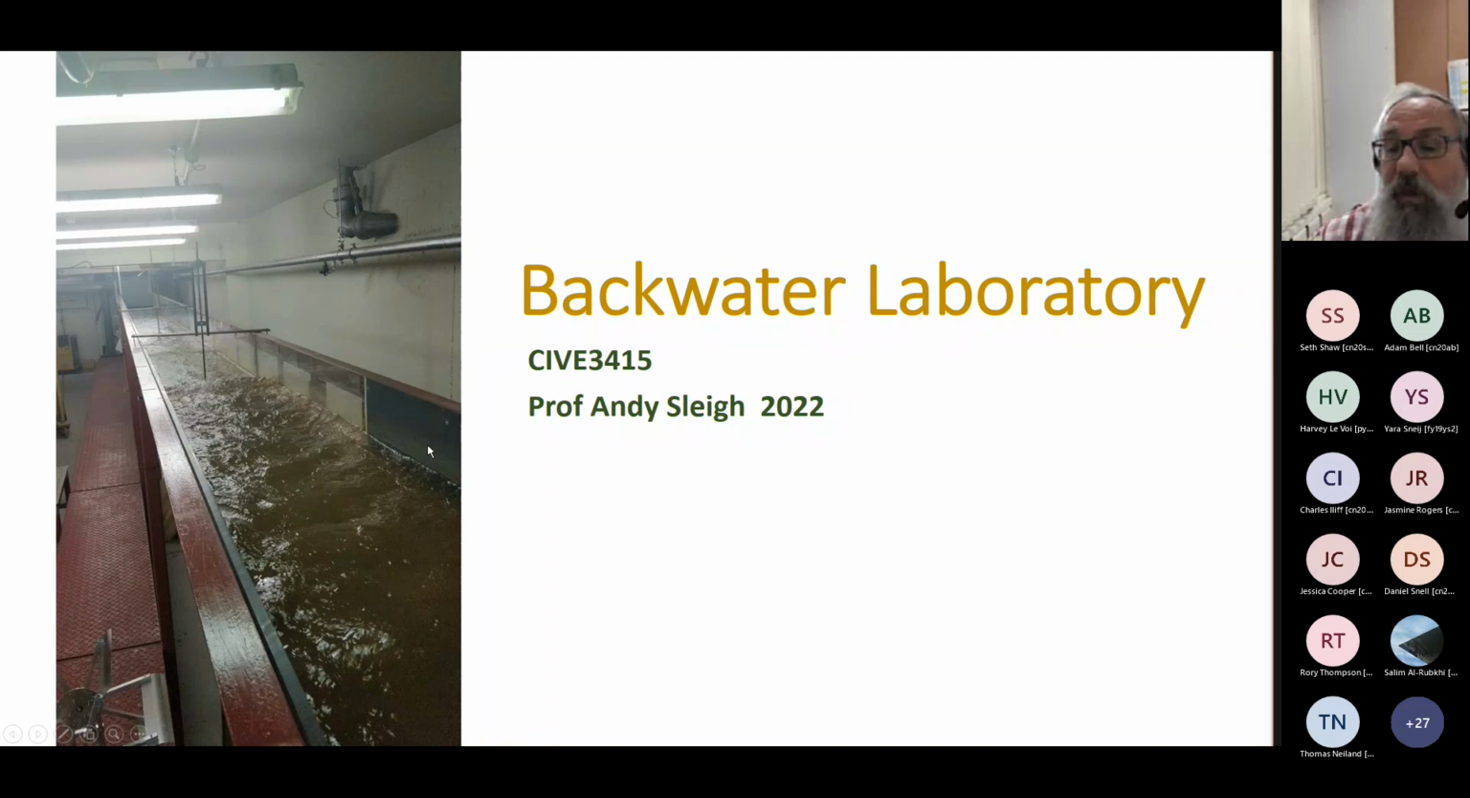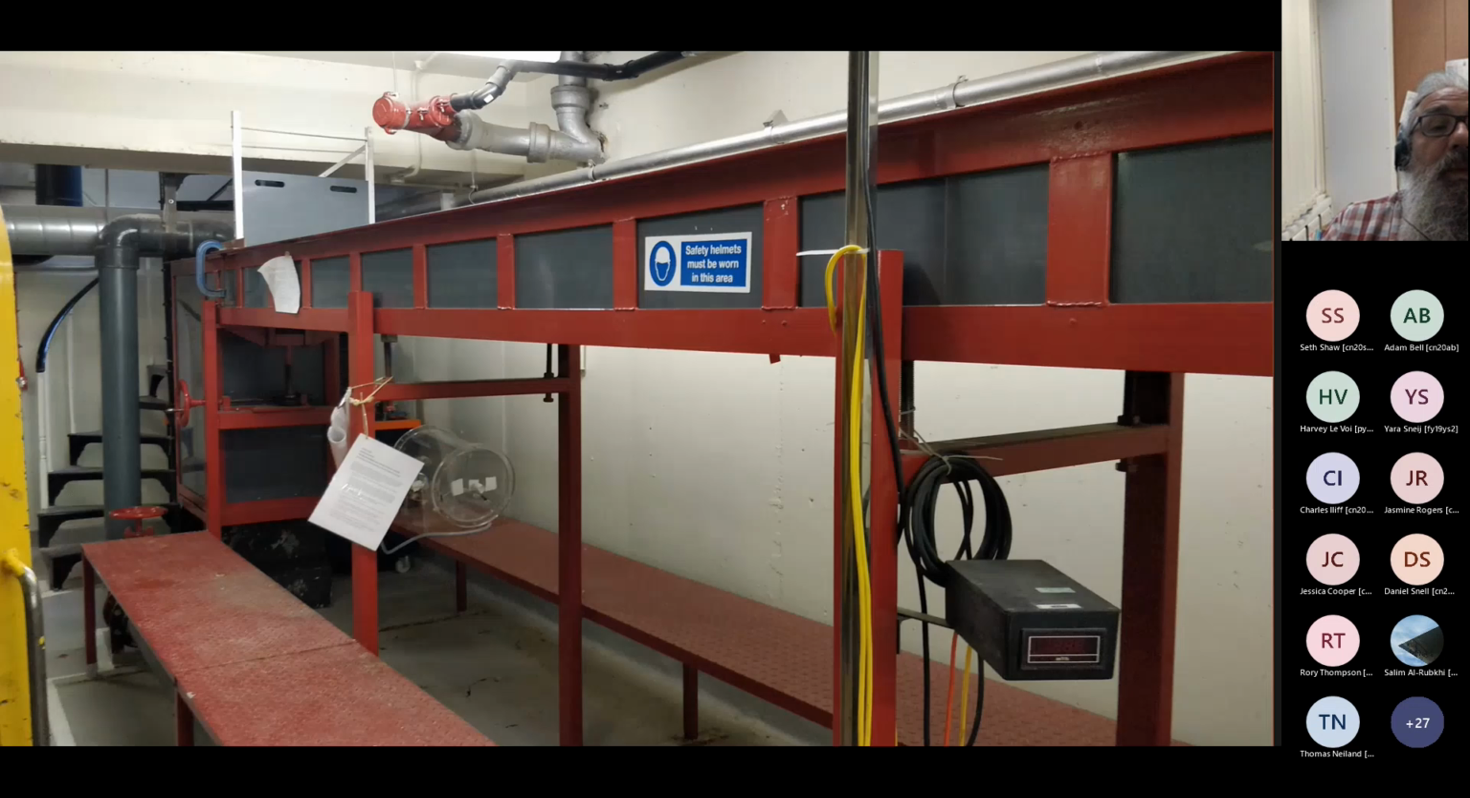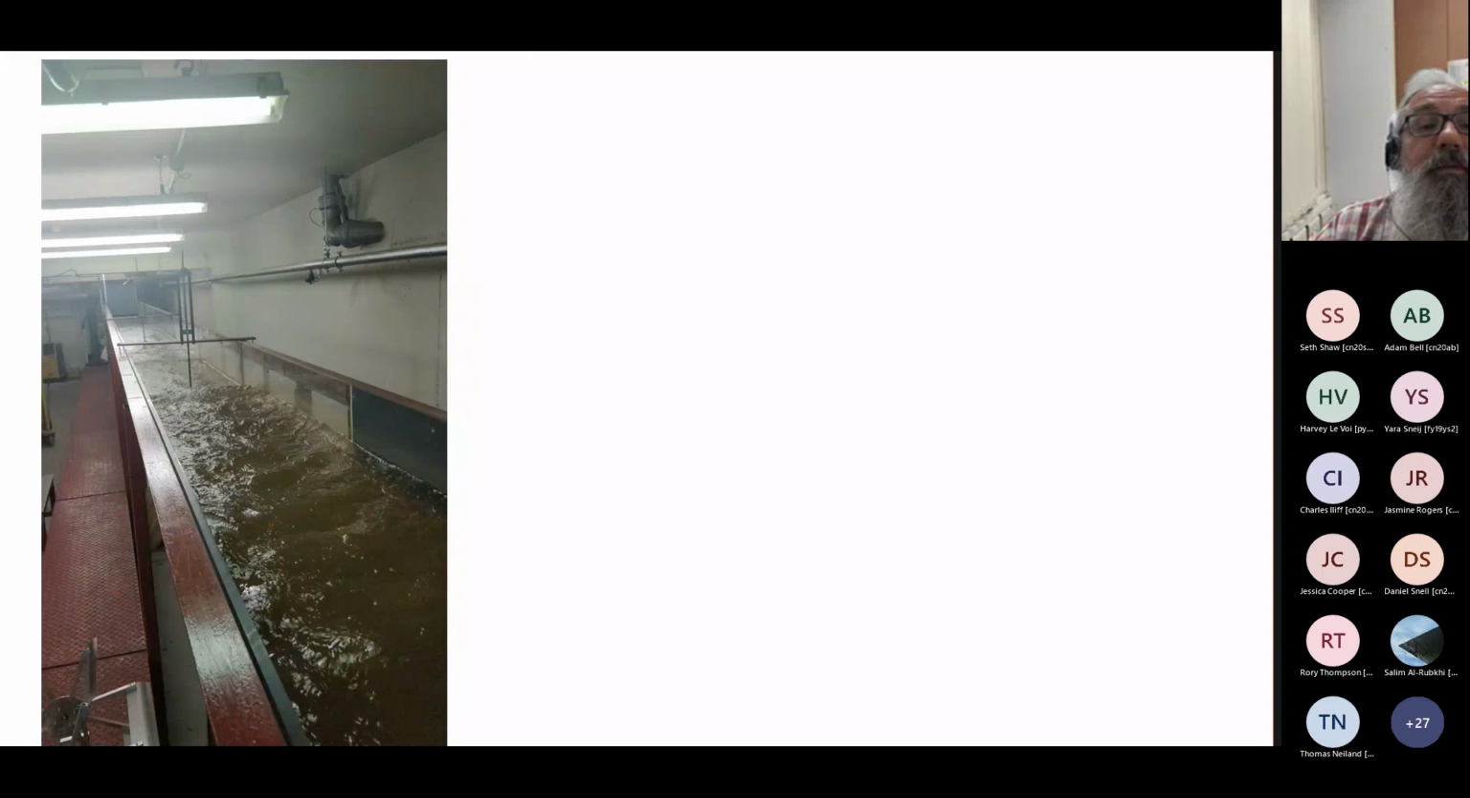So, backwater lab. I've got this general picture. What this is showing is the water that's coming in at this end, flowing down the channel, and flowing out the other end. There's that same channel. Water is flowing, actually from this tank here, and along the channel that way. And you've got a flow meter here that we can get some flow measurements off.